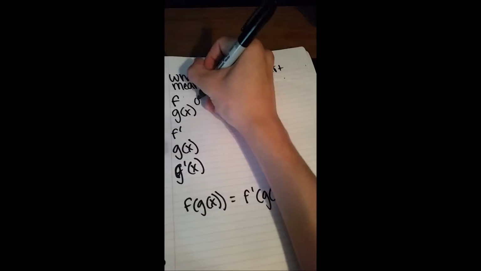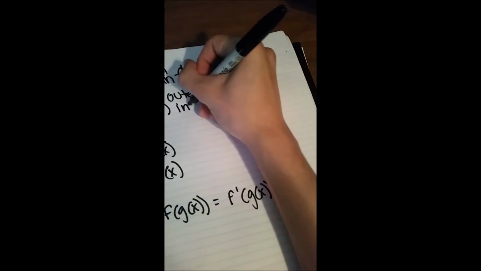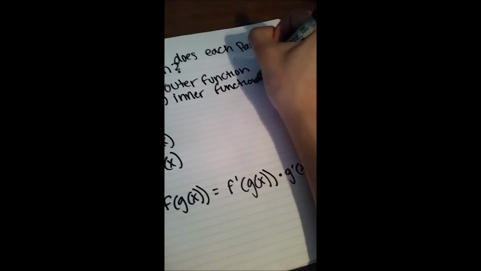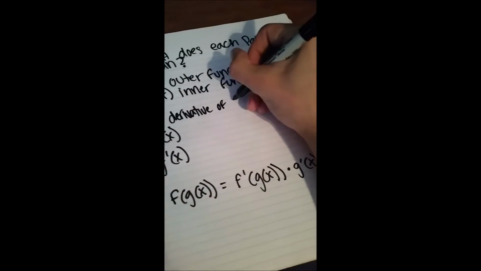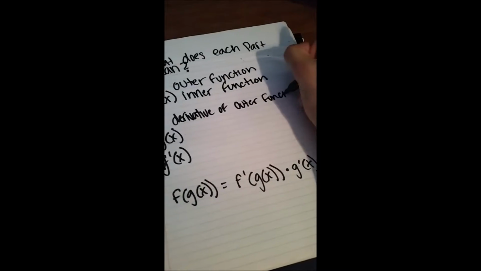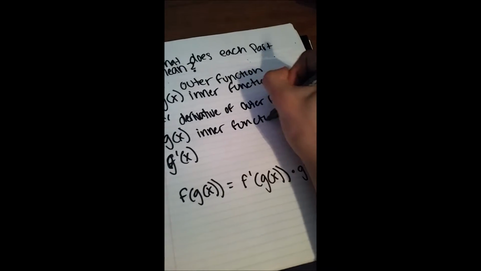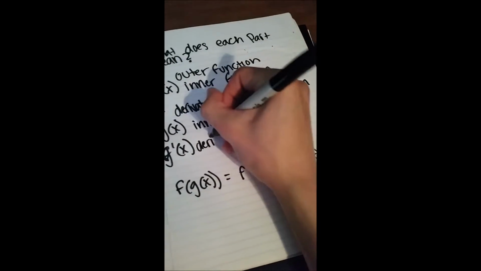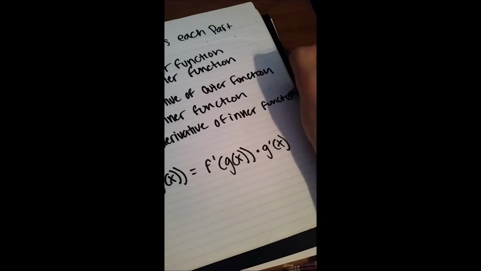Now that we've gone over the chain rule and all of its parts, let's go over each individual piece of the chain rule. We have f, which is the outer function, g of x, which is the inner function, f prime, which is the derivative of the outer function, g of x, which is the inner function again, and g prime of x, which is the derivative of the inner function. The template shown below shows where each individual piece goes.